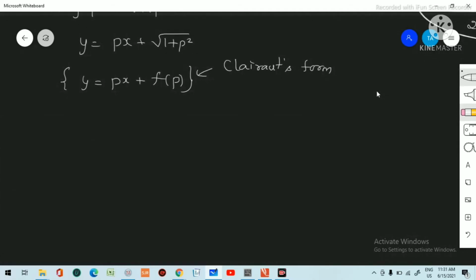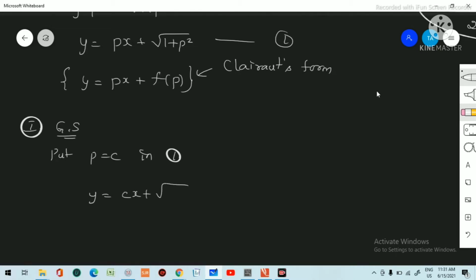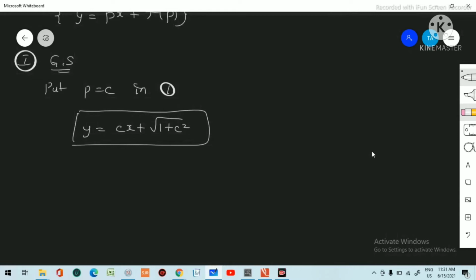Before that, call this equation number 1. So first, the general solution: put p is equal to c in equation 1. So we'll get y is equal to, tell me what do we get? cx plus square root of 1 plus c square. This is your general solution.